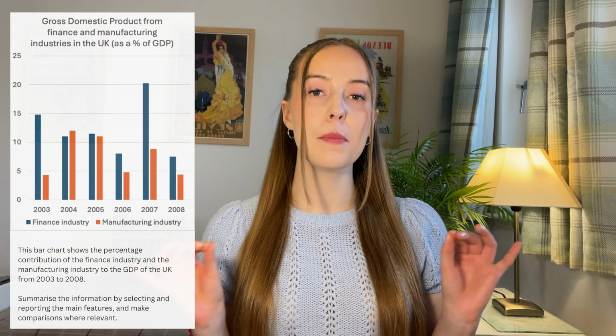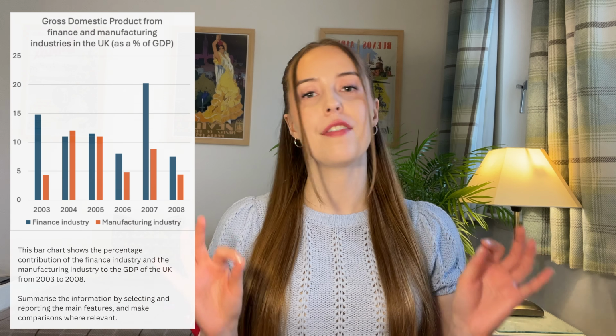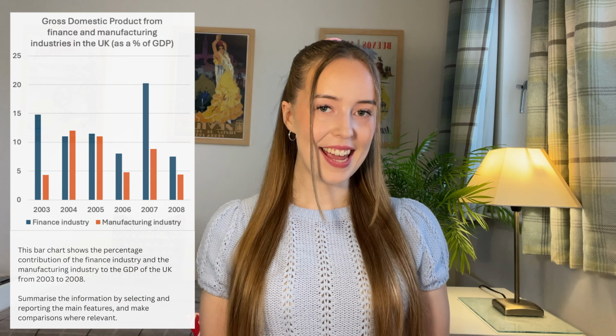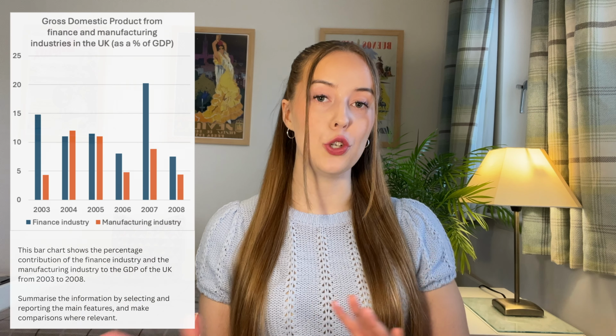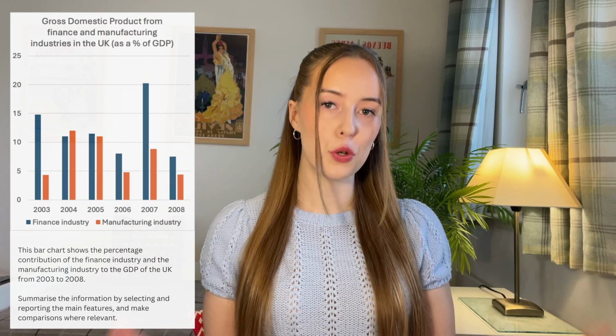This is incredibly important to think about. With what intention did the creator of the chart make it? In this instance, there are two reasons. The first reason is to compare the finance industry with the manufacturing industry, so people can look at the chart and understand the difference between the finance and manufacturing industry in terms of the percentage they contribute to UK GDP. The second intention is to show what is happening to GDP over time. What is the trend between 2003 and 2008? So now we know the two reasons, these are the things we are going to report.